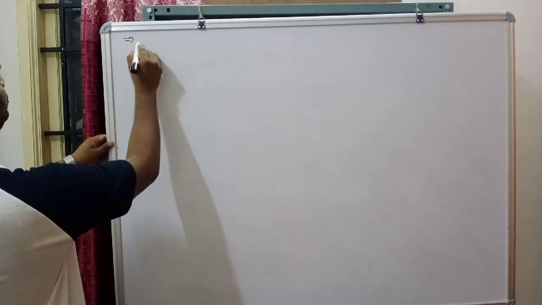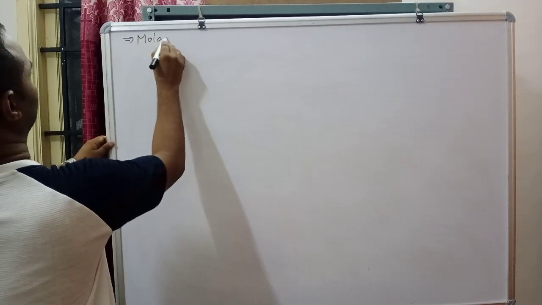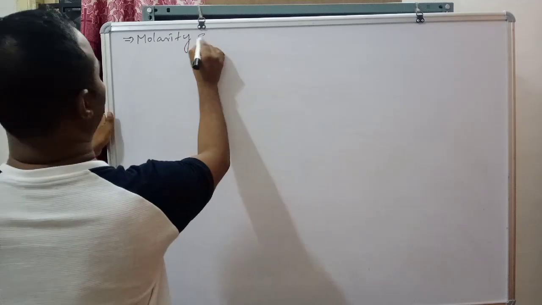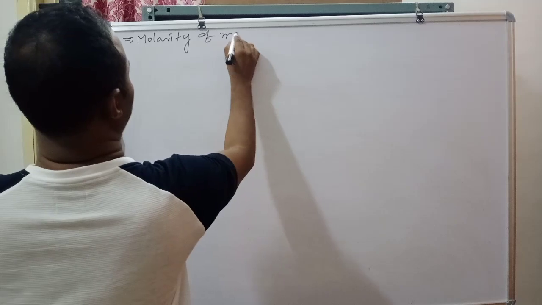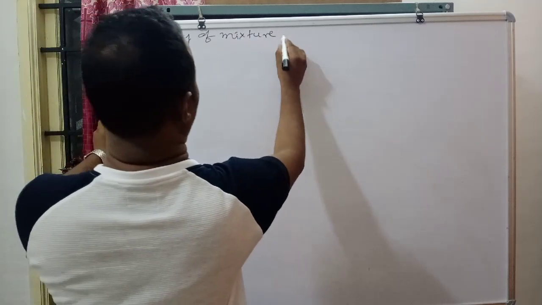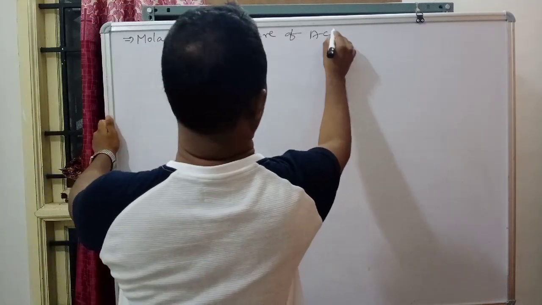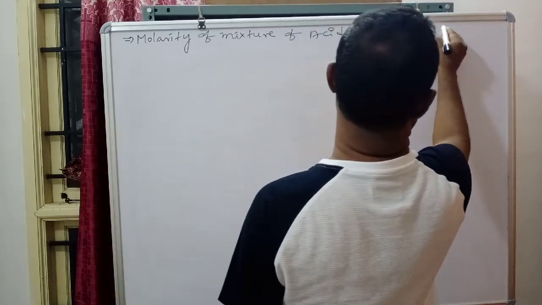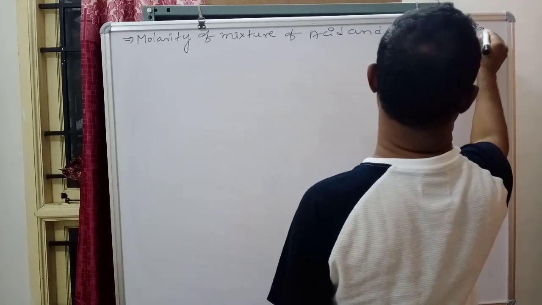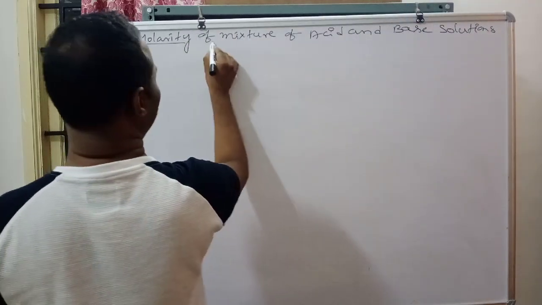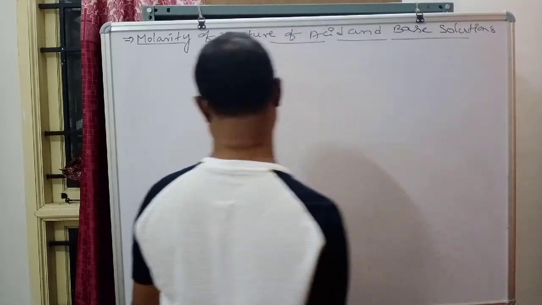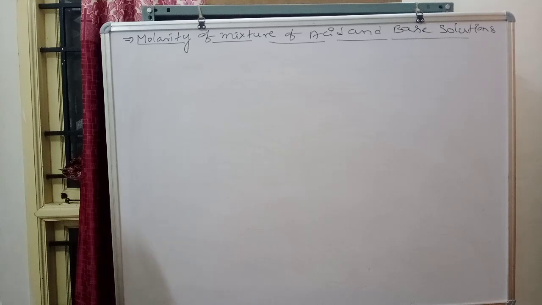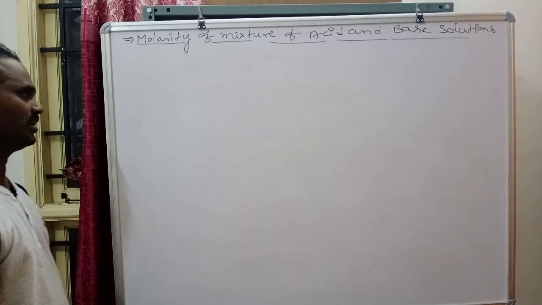Next one. Molarity of mixture of acid and base solutions. Suppose when acid and base mix with each other, how do we calculate the resultant solution molarity, what formulas are we using, we have to see.